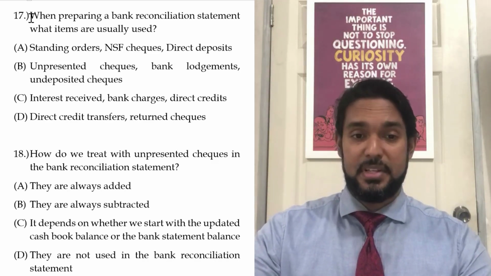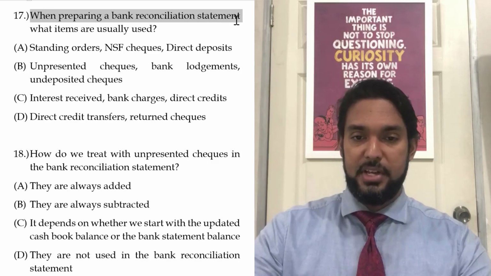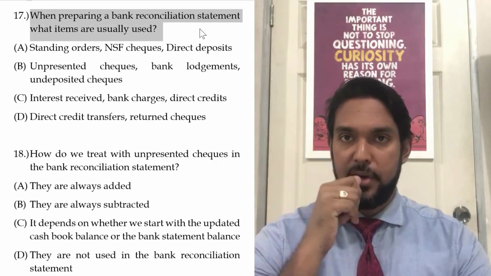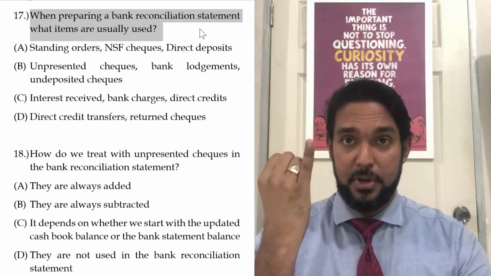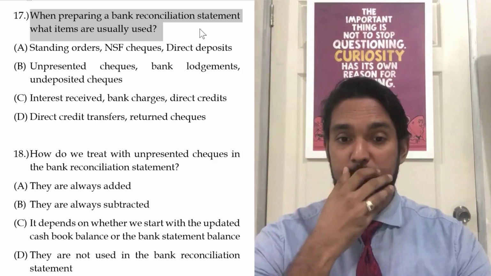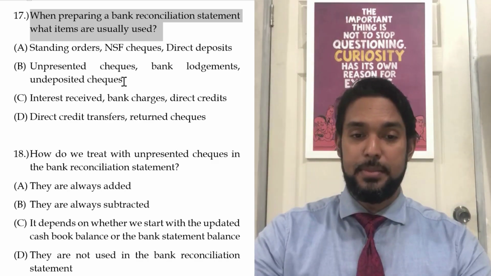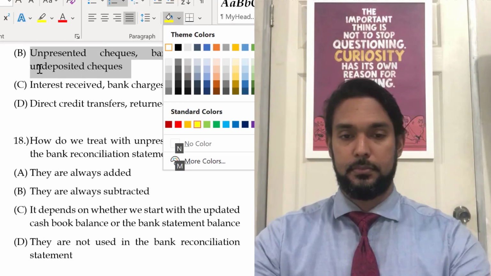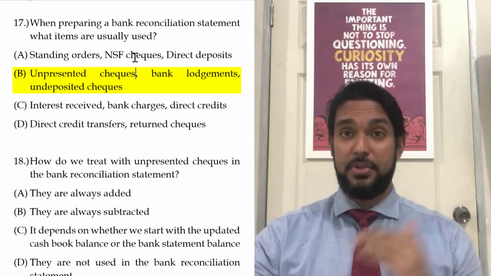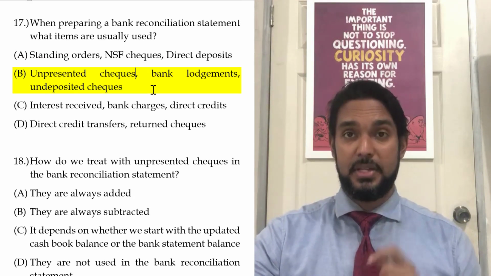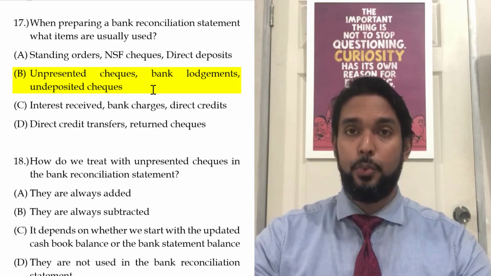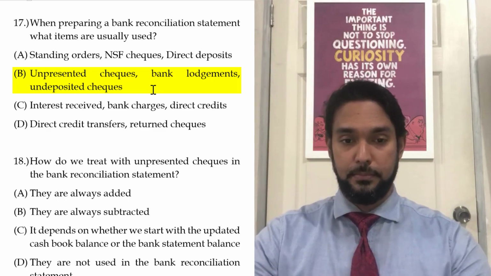Okay, let's take a read of number 17. When preparing a bank reconciliation statement, what items are usually used? So for the Bankrec, that's the undeposited checks, unpresented checks, and bank lodgements, which is option B. So whether you start with the cash book balance or the bank statement balance, these are the items that have to go in the Bankrec. All of the others, everything else there, will go in the updated cash book.